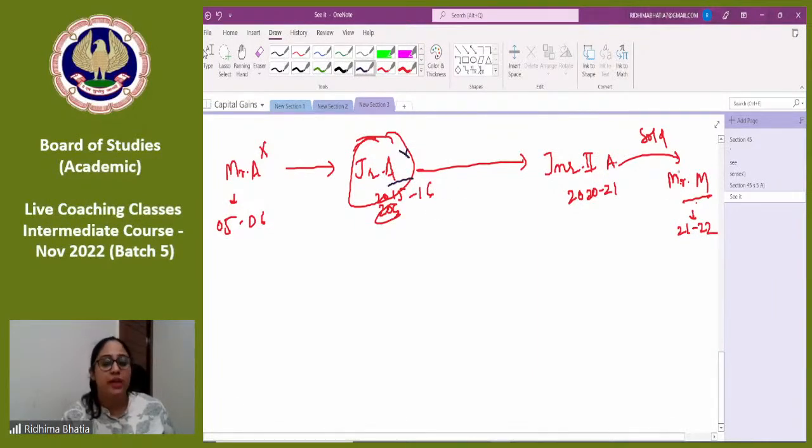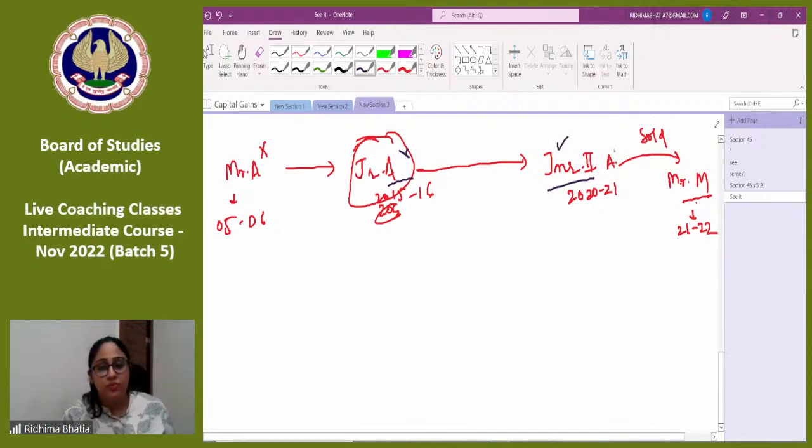Now, Junior 2A got the property in 2020-2021. Now, he is selling the property to Mr. M in 21-22. Who is the transferor? Junior 2A is the transferor.